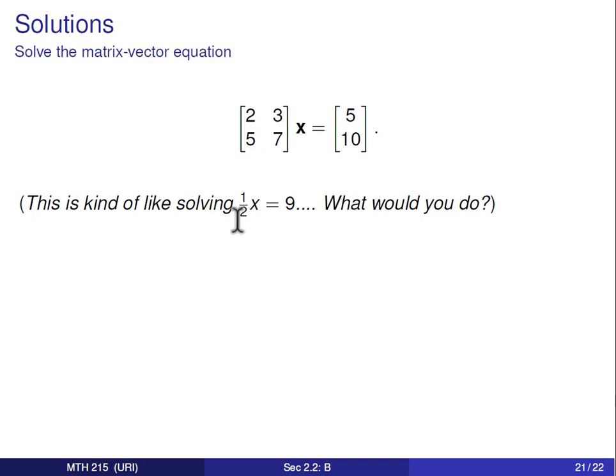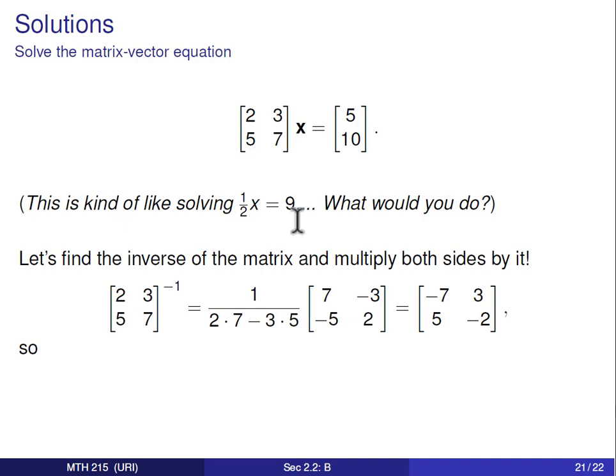Most of us would just multiply by 2, right? And we would get x equals 18. The reason why we would do that is because 2 and 1/2 are inverses of each other. So multiplying by 2 gets rid of the 1/2. And I just get x equals 2 times 9. 1/2 and 2 are inverses in the same way that [2, 3; 5, 7] and its inverse are.